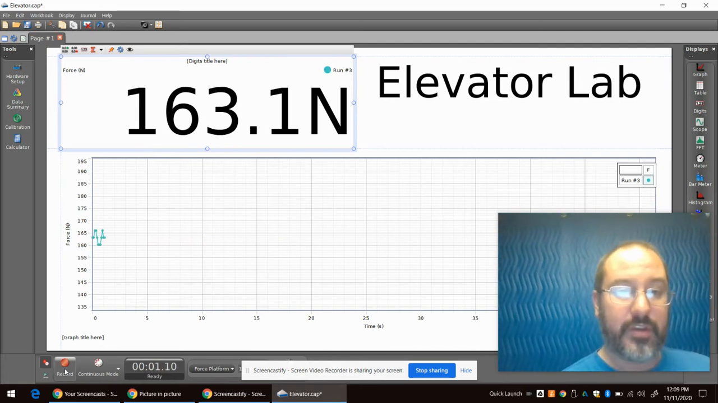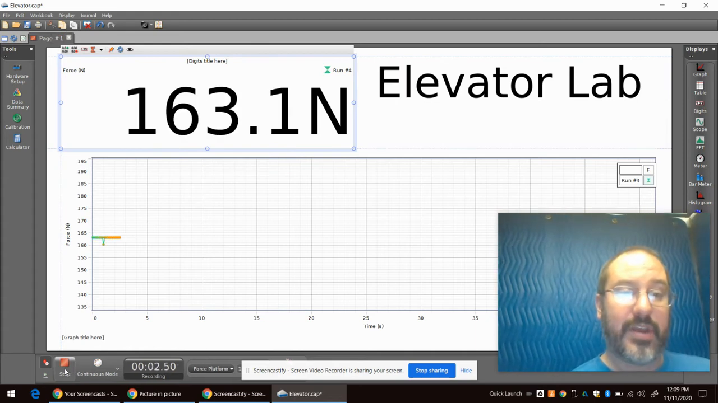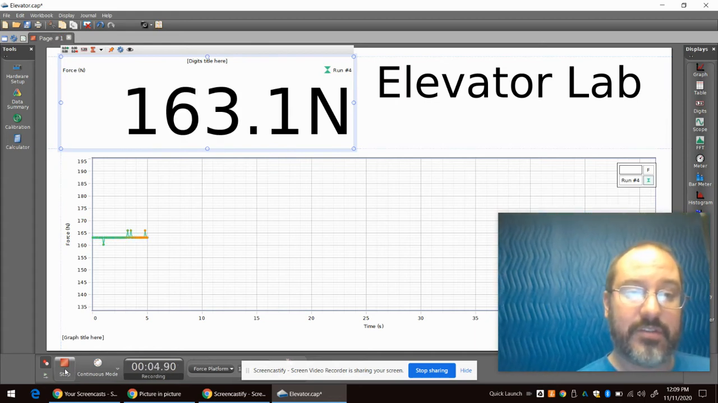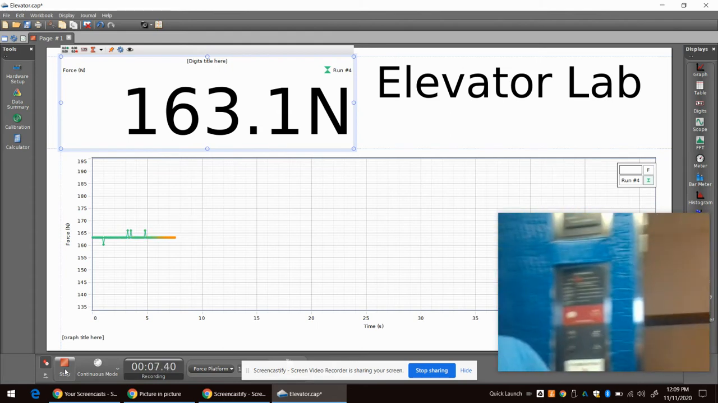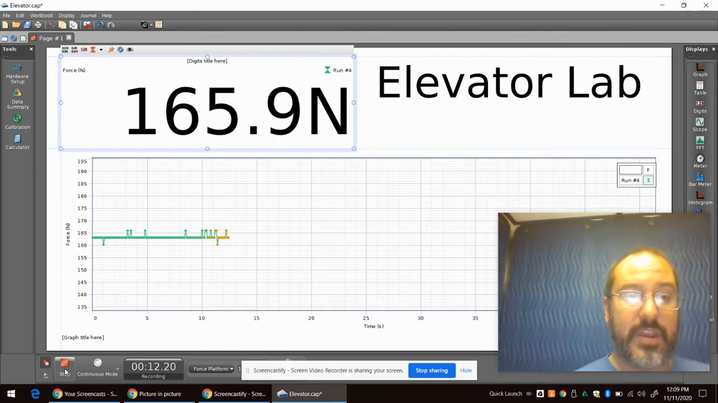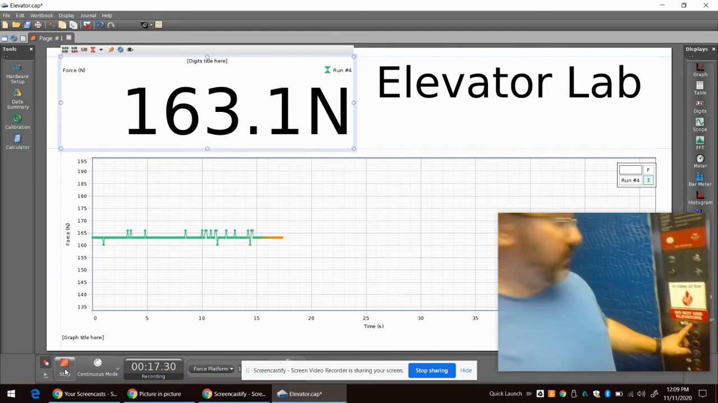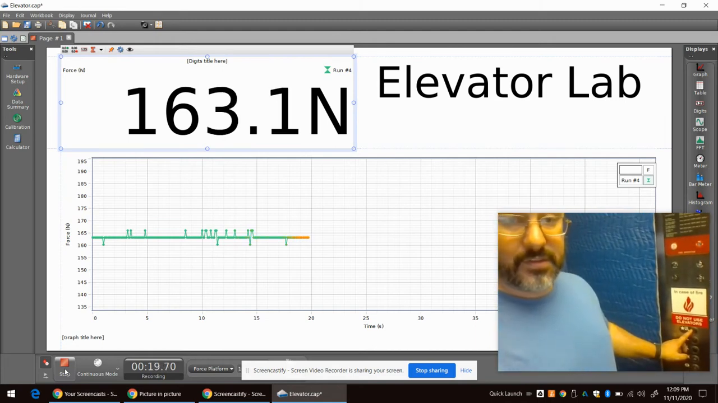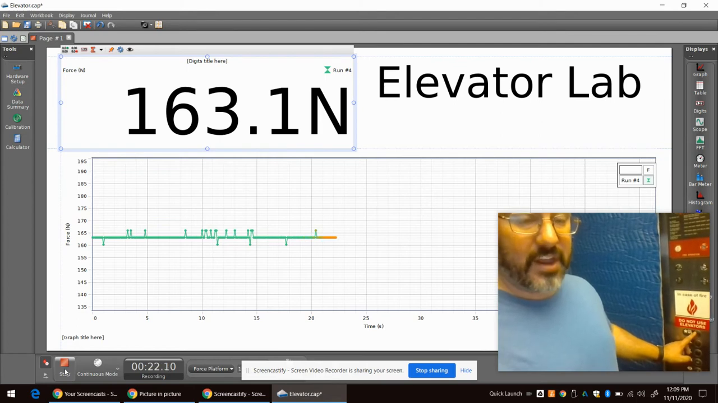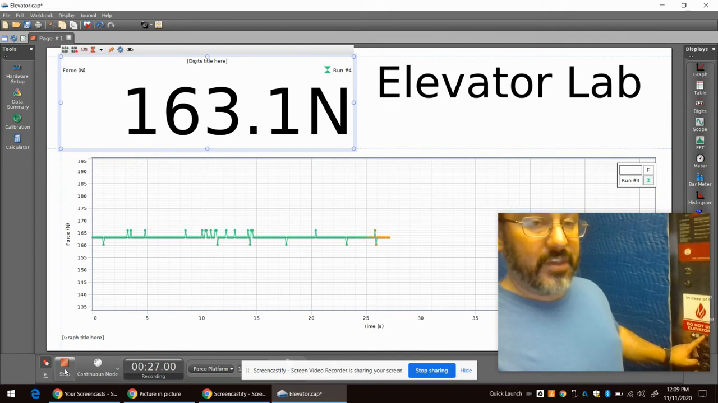Now that we're at the mid-level, we're going to see what happens when the elevator pushes us up. We are currently at rest. The bucket's weight is 163 newtons. You can see we've changed floors. When I press the up button here, watch the number. We will see the number go up, because for the bucket of sand to get pushed up, the floor has to push up on it with a greater amount of force than its overall weight. And so here we go.